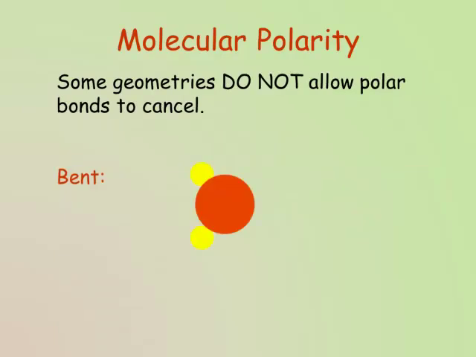Some geometries do not allow polar bonds to cancel. If the molecule is non-symmetrical, even identical bonds cannot cancel out because of their orientation around the central atom. A bent molecule, for example, will have a net pull in one direction. In a bent molecule drawn in this orientation, both bonds are pulling out and to the left. There's a net pull from these bonds leftward. The bonds do not cancel out because of their orientation around the central atom.